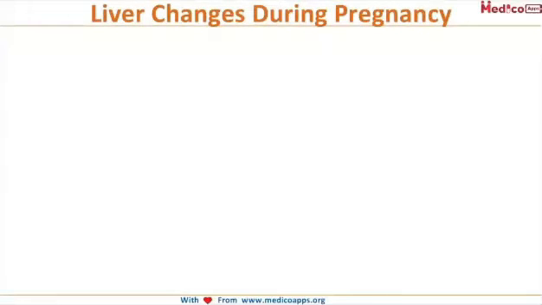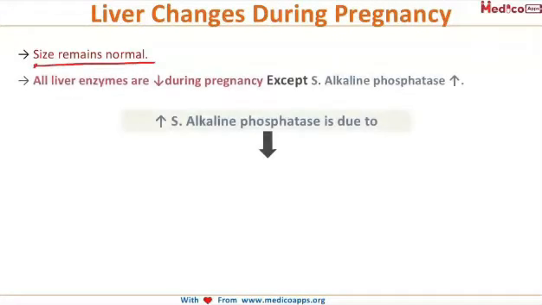So to begin with, the first important thing to note is that unlike the kidney, there is no anatomical change in the liver. The size of the liver remains normal. But all the liver enzymes are decreased during pregnancy except one, and that is alkaline phosphatase, which is increased during pregnancy. And why does this increase occur?